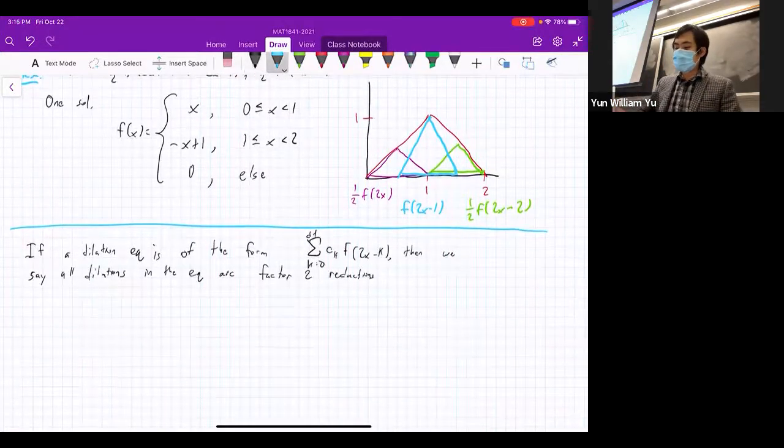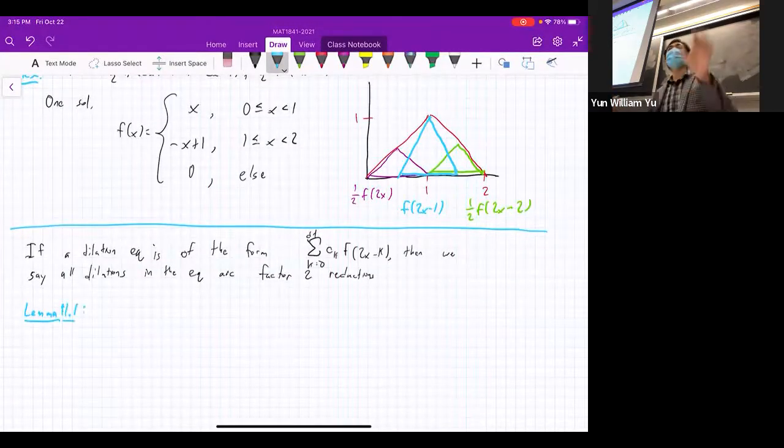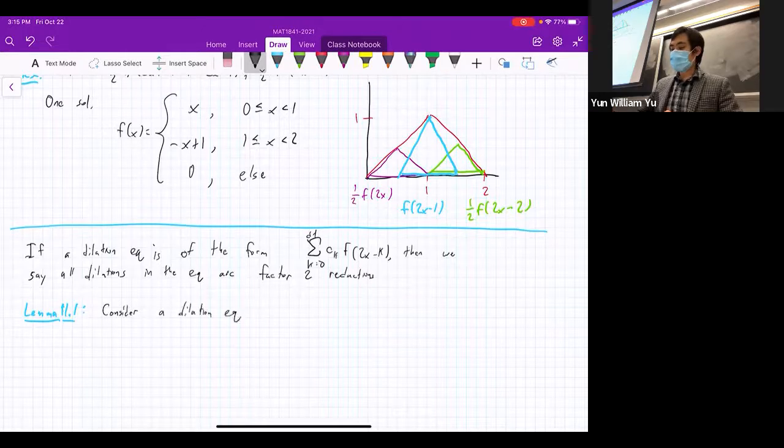And let's go ahead and prove something about the coefficients. I think this is lemma 11.1 in your textbook. So we're back to the Blum, Hopcroft, and Kannan textbook for most of the wavelet lectures, though I might supplement with some other sources as well. So if we consider a dilation equation, f(x) is equal to this particular form, where all dilations are a factor of 2 reductions.